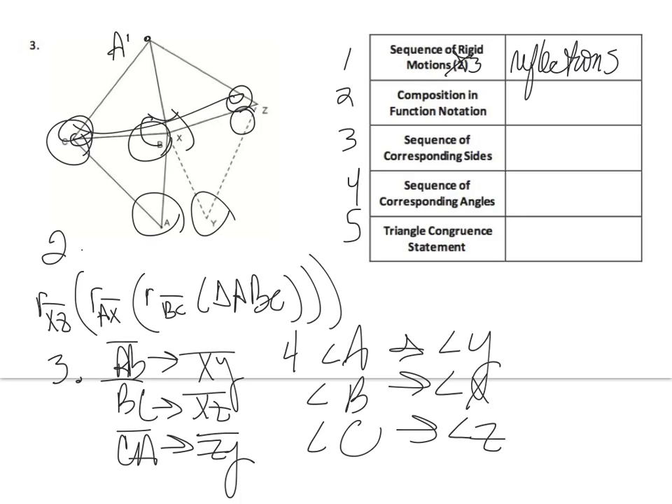And then 5, the triangle congruence statement. Triangle ABC is congruent to, and I can look at this, ABC is congruent to YXZ.